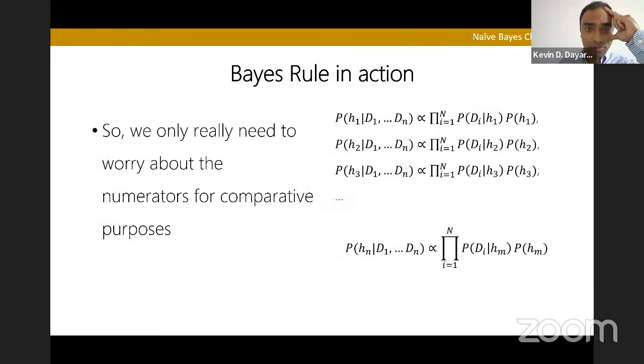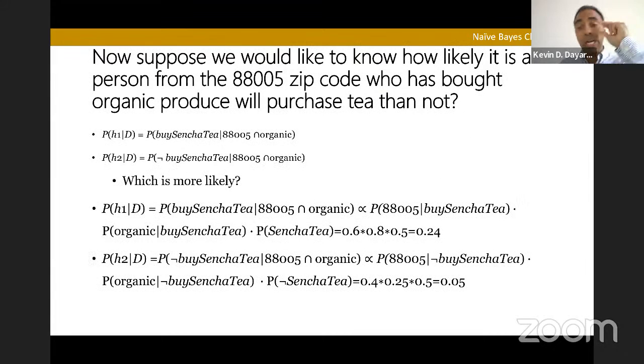We can do an example of that here in terms of what I had just talked about. Suppose, for example, we'd like to know how likely it is that a person from the 88005 zip code who has bought organic produce will purchase Centra T than not. The probability of H1 given D is the probability of purchasing Centra T given they are from this zip code and they have purchased organic produce, and the competing probability is not doing so, given the same information.